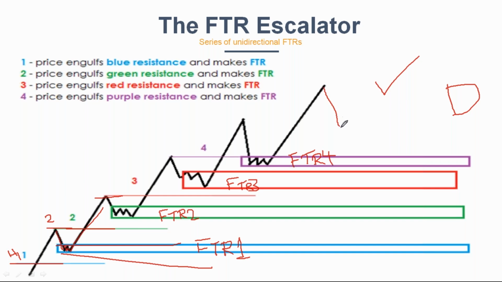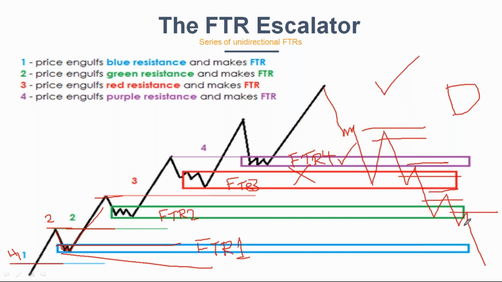Suppose when price comes there, instead of forming a zone, it breaks this FTR, then the uptrend is eliminated. Then from this moment, automatically the supply FTRs will start forming. The same reversal would happen. It will start reacting from the upside and create a series of supply FTRs, and you can look to trade all supply FTRs until any supply FTR is broken. That is an FTR escalator.